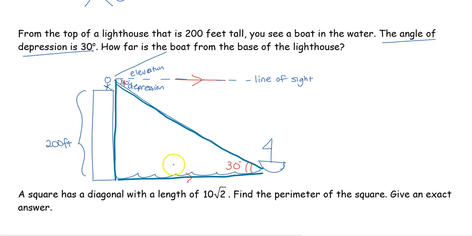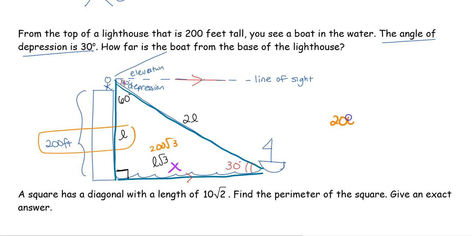We now want to find out how far away that boat is. This is our 30, this is our 60, this is our 90. We label our pattern. Across from 30 is L, across from 60 is L root 3, and across from 90 is 2L. So the good news is that we were given L. L is equal to 200, so then we can just plug that in. If we're looking for this X down here, that means that's 200 root 3. So the boat is 200 root 3 feet away.